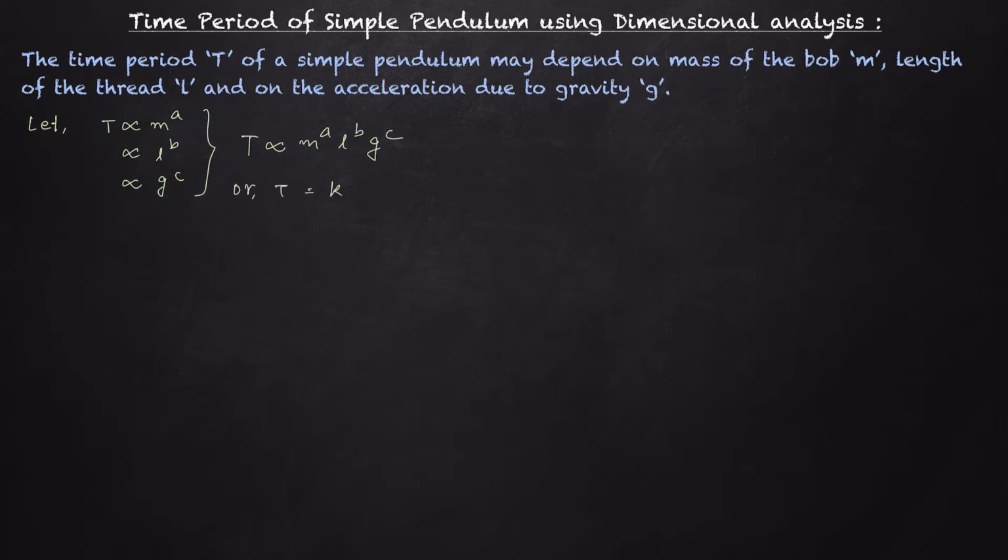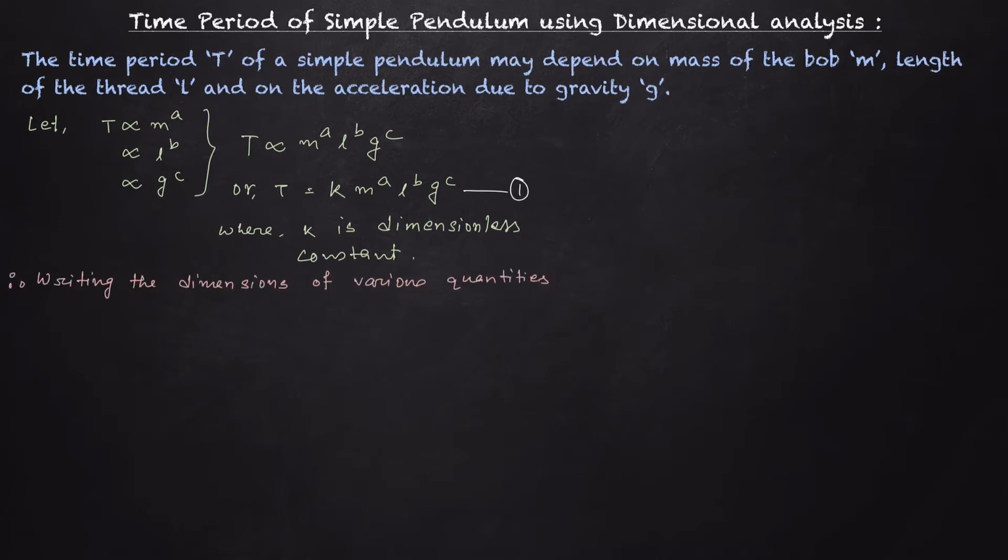So this gives t equals k m to the power a, l to the power b, g to the power c, where k is the dimensional constant. So this is our first equation. Now we can write the dimensional formulas for the various physical quantities, that is m, l, and g, and for t also, as t represents the time period. So it will have the dimension of time only. M will be M to the power a, l is the length, which is capital L, and g is the acceleration due to gravity, so its dimensional formula is L T to the power minus 2, and a, b, c are their corresponding powers.